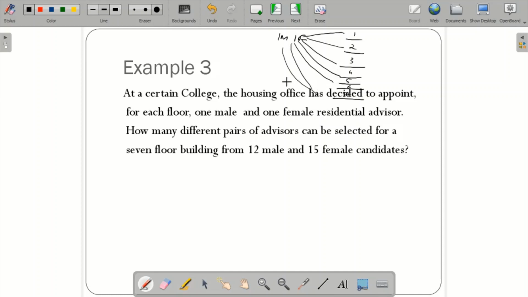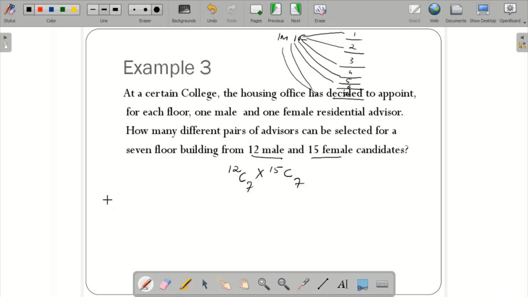How many different pairs of advisors can be selected for a 7 floor building, from 12 male and 15 female candidates? So I need this for all the floors. I need 7 females for 7 floors, so out of 15 I need to choose 15C7. Out of 12 males, again I need 7 men. Simultaneously it's a pair. So 12C7 into 15C7 is the answer.